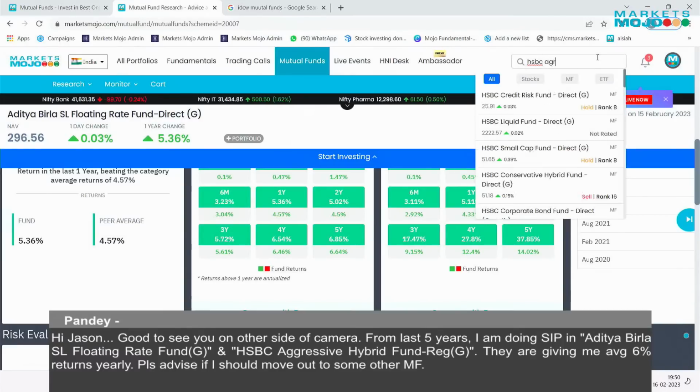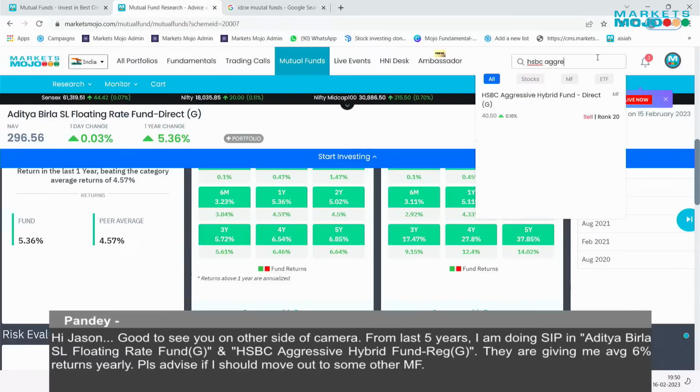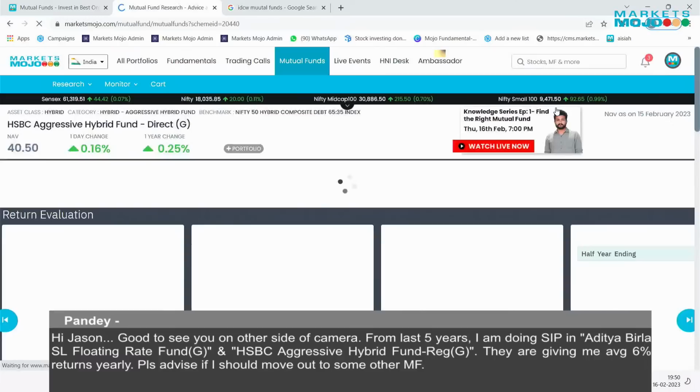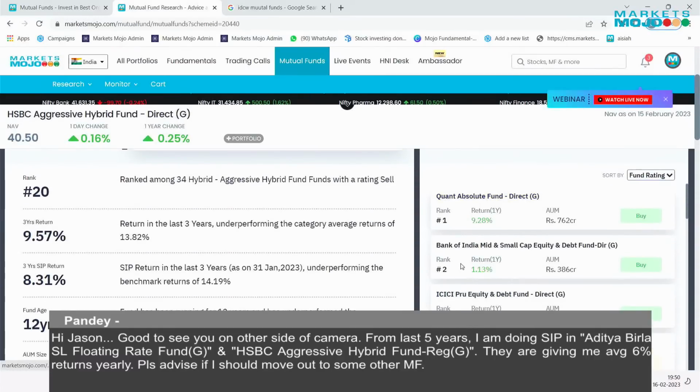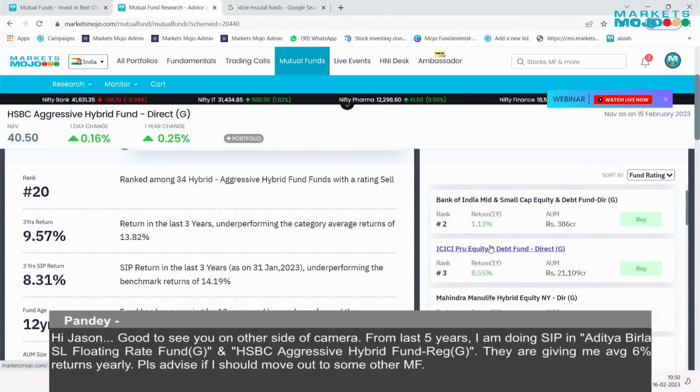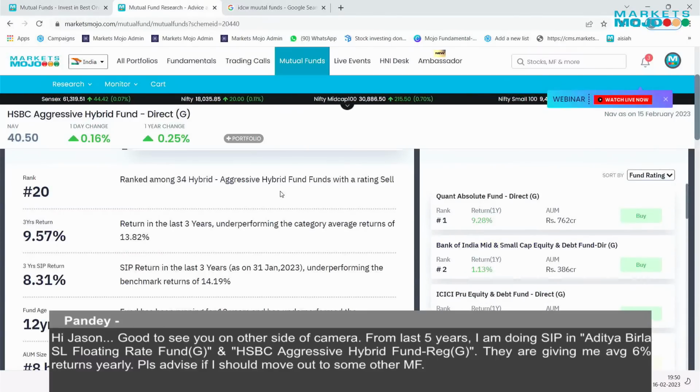Now let's look at HSBC Aggressive Hybrid Fund. Okay, so this is a clear sell rank, sir. Out of 34 funds, this has been given a sell ranking. You can look at exiting that particular scheme and come to these buy rated schemes instead, because it is a sell rating, sir. You see the returns in the last 3 years are underperforming the category average of 13.82. Now you're talking about hybrid funds.